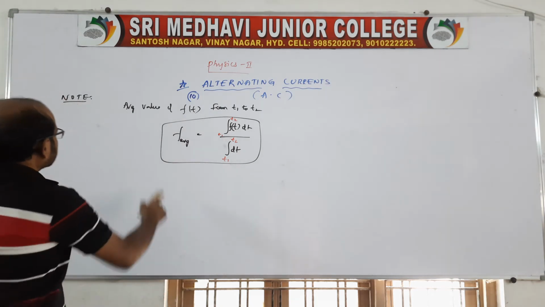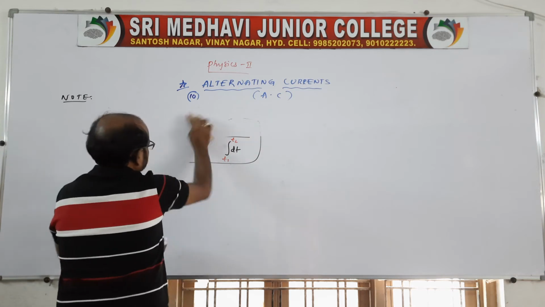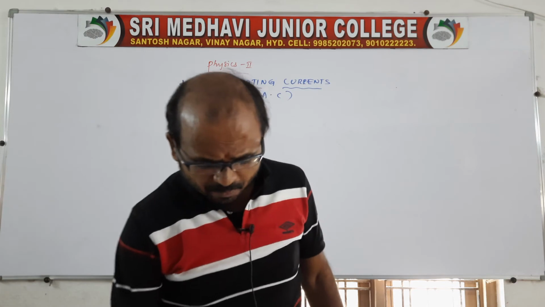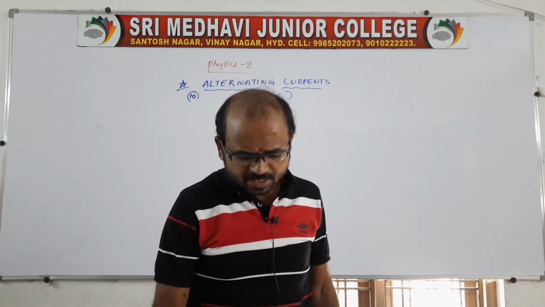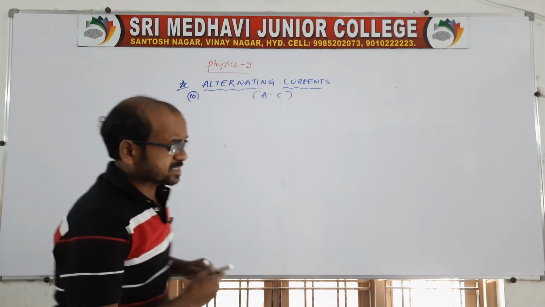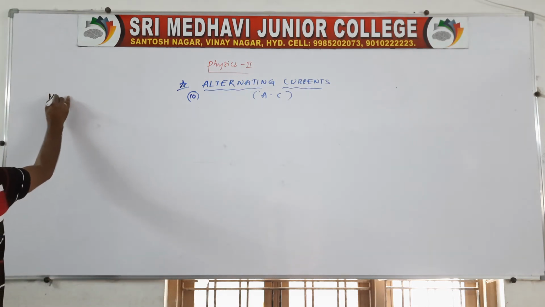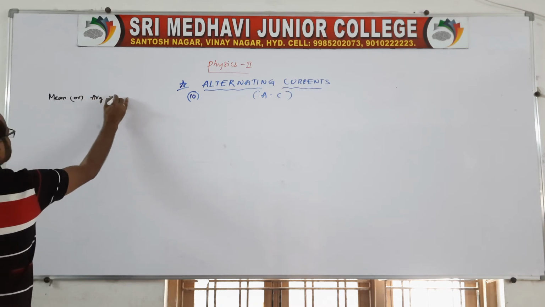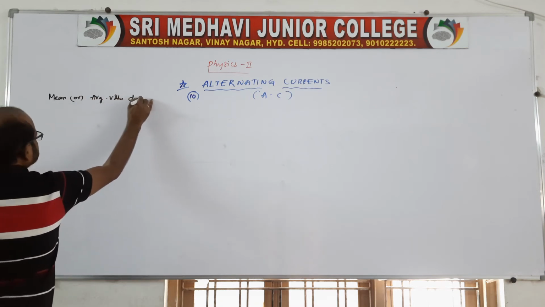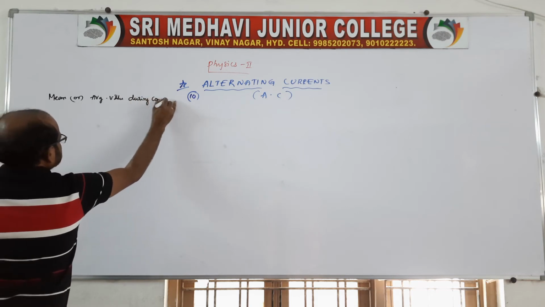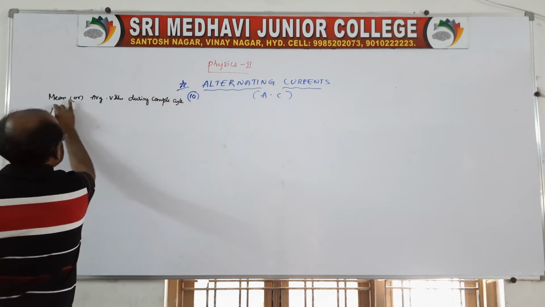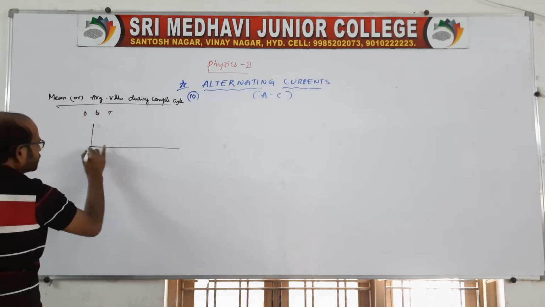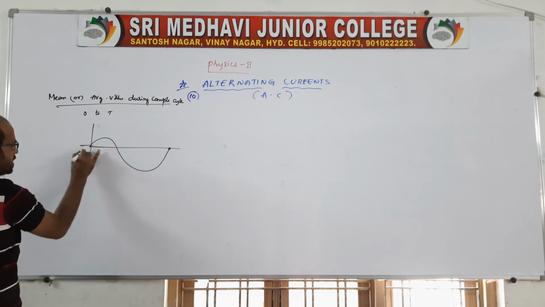Now I want to calculate, as questions are asked on the basis of these average values. We have 3-4 questions, so first I'll tell you one question. Question: mean or average value of AC during the complete cycle. It is asking for the mean or average value during the complete cycle, that means 0 to capital T. During the complete cycle, what will be the average value? So this is the mean and it is the time T.